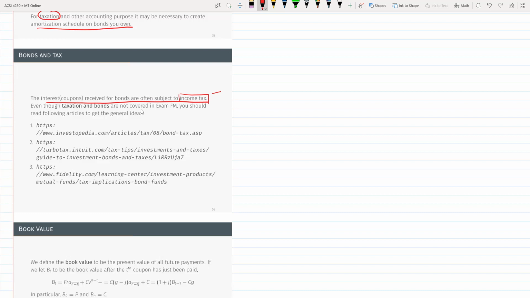Even though taxation and bonds are not covered in Exam FM, you should read the following articles to get a general idea. Please read these. They are not comprehensive articles that cover everything about taxation. They just give a little bit of an idea. So spend a few hours on these articles and read them.